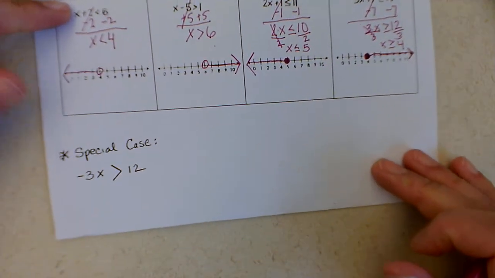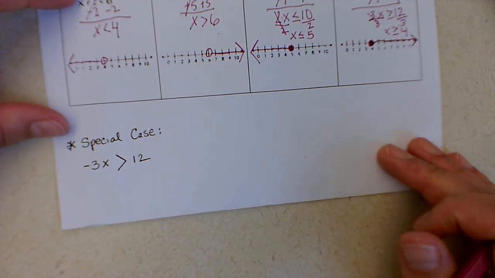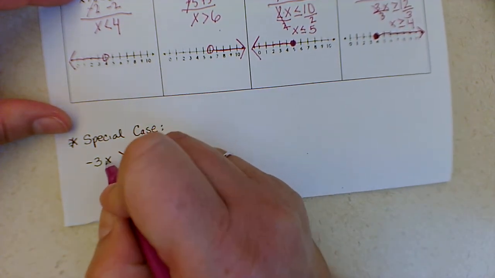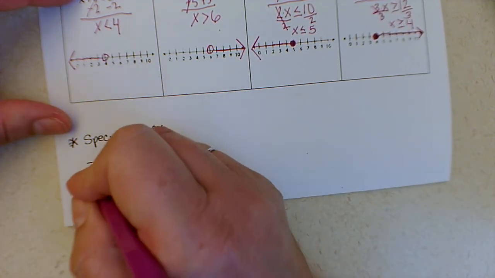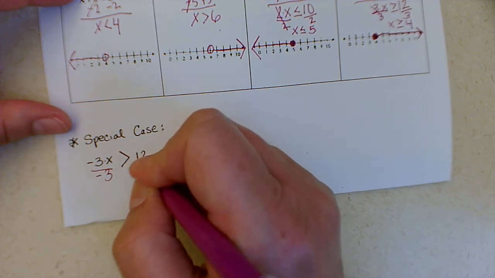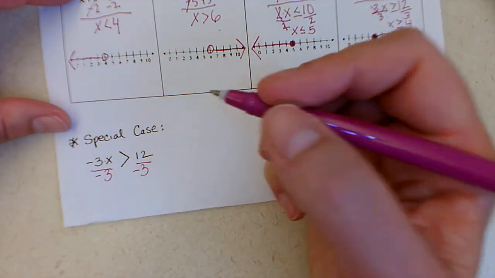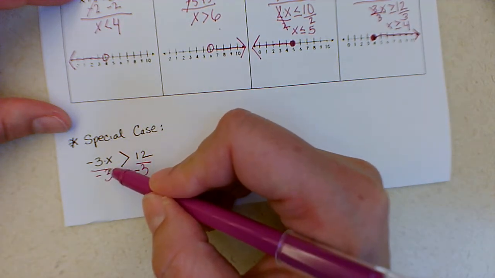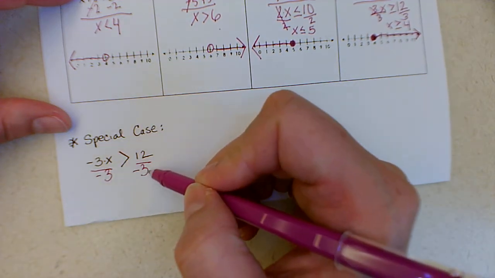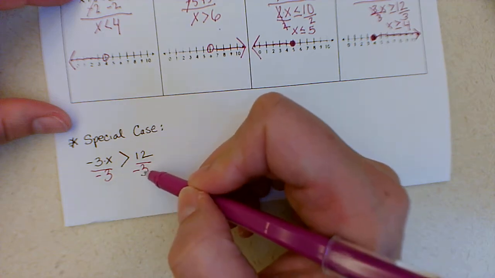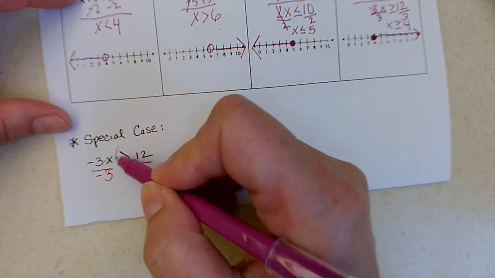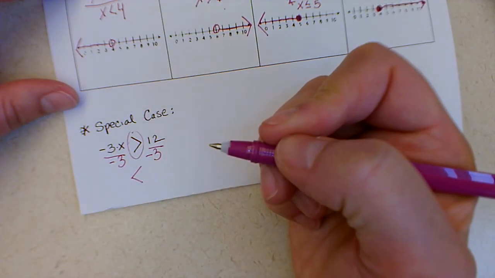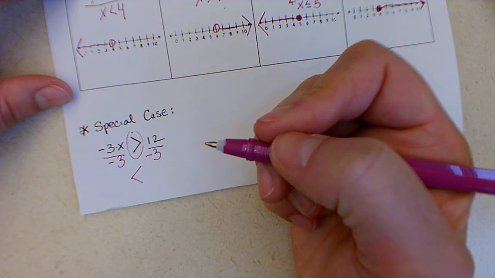Okay, let's look at our special case. Special case: negative 3x is greater than 12. So we have to solve for x. This is linked by multiplication, so we're going to divide. So I'm dividing by a negative 3. Now when we divide or multiply by a negative number, remember that the negative goes with it because we're dividing or multiplying. But this symbol now gets reversed. It gets reversed like that. So instead of a greater than symbol, it becomes less than.